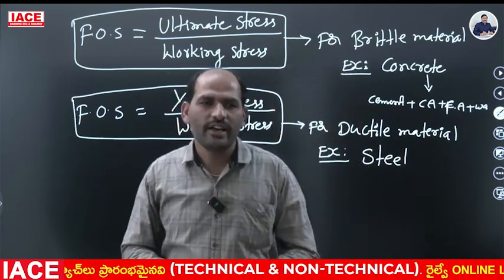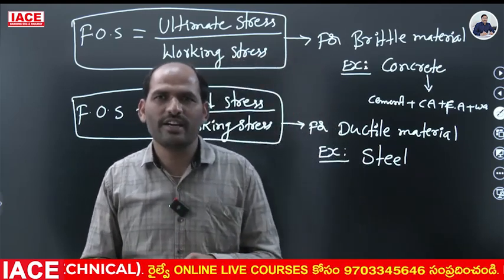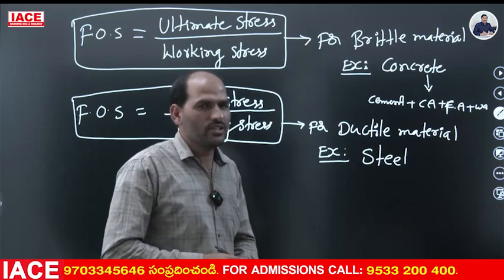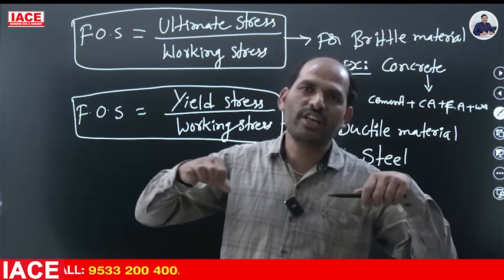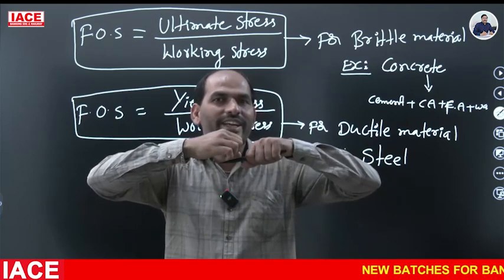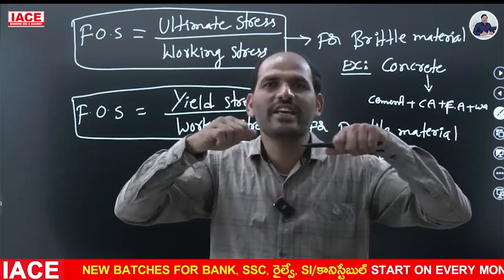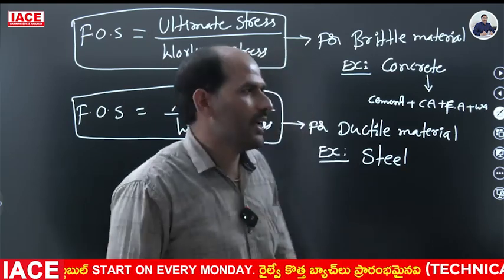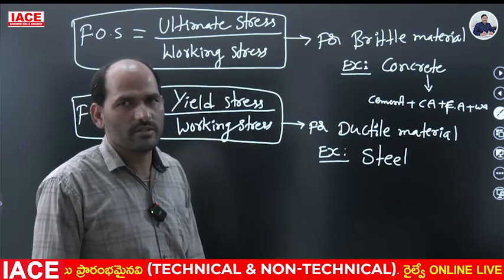How does it fail? Reinforcement bars fail by cup-cone failure. That means one side is formed as a cup, the other side is formed as a cone. Right? So ductile material, duct means thin wire. When we apply the tension load on the reinforcement bar, it elongates. That means the diameter of the reinforcement bar reduces, then it fails. That is called ductile material. The best example of the ductile material is steel reinforcement, or simply steel bars.